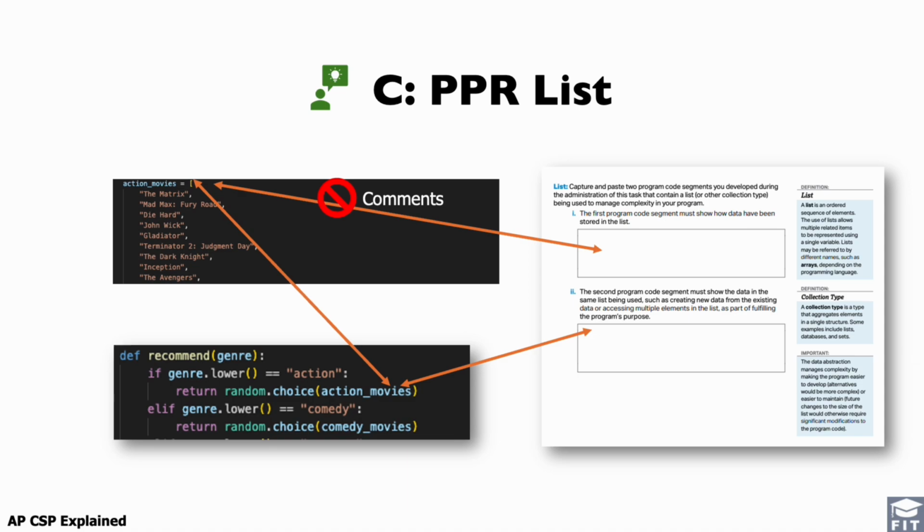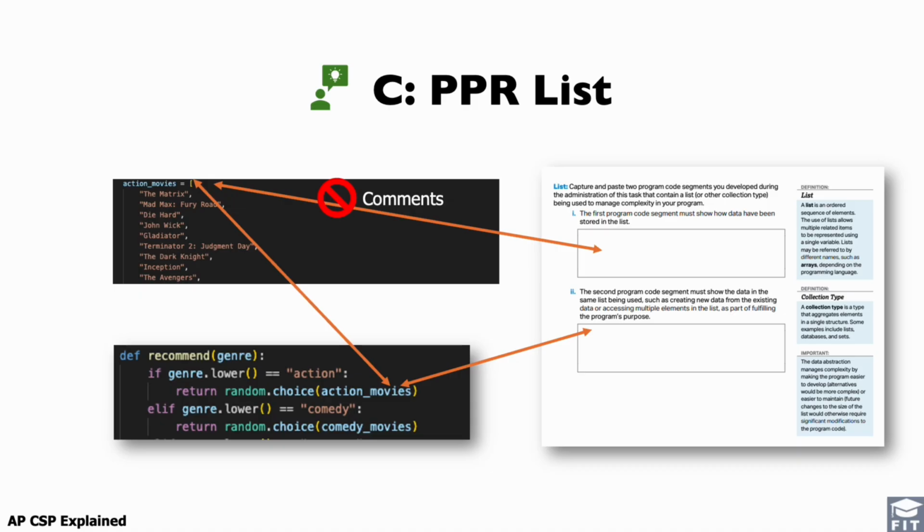Now, let's focus on the 2 required screenshots for your list component in the PPR. First, capture the part of your code where data is stored in a list. This could be where you initialize the list or add elements to it. Second, capture where your program accesses or uses the data in that same list to achieve its purpose. This might involve retrieving elements, iterating through the list, or performing operations based on the list's contents.